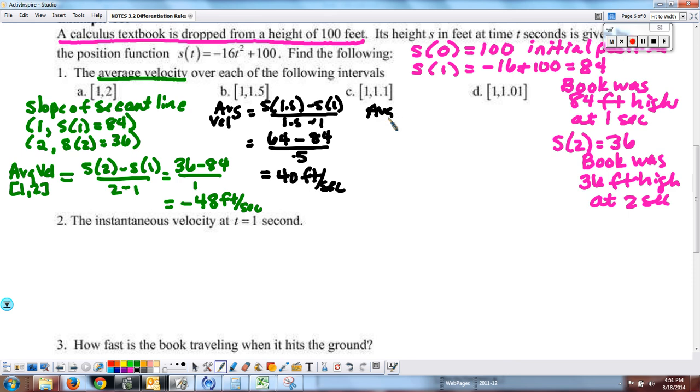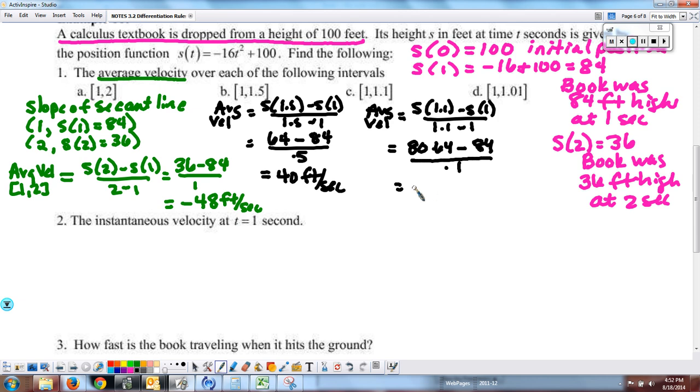For C, my average velocity, S of 1.1 minus S of 1 over 1.1 minus 1. My S of 1.1, 80.64, minus my S of 1, 84 all over 0.1. I get negative 33.6 feet per second. I'm going to move this one down here because I ran out of room. Then we would do our average velocity for this last one.